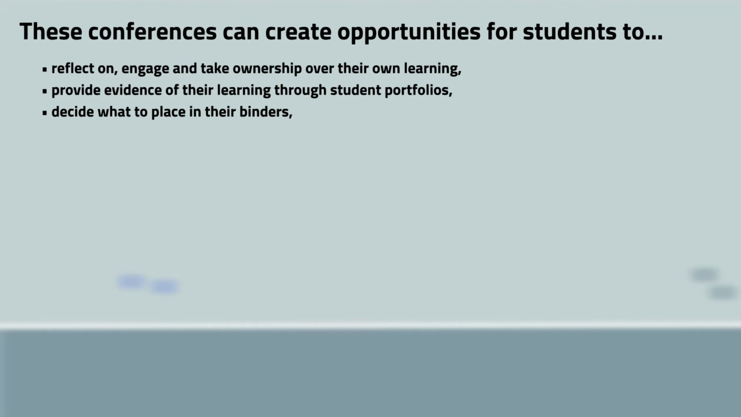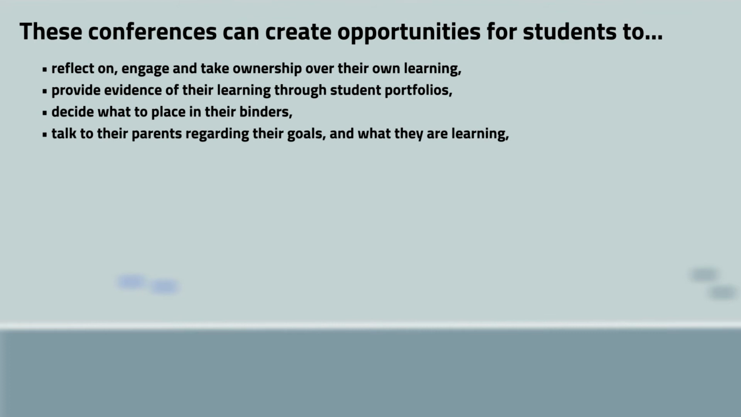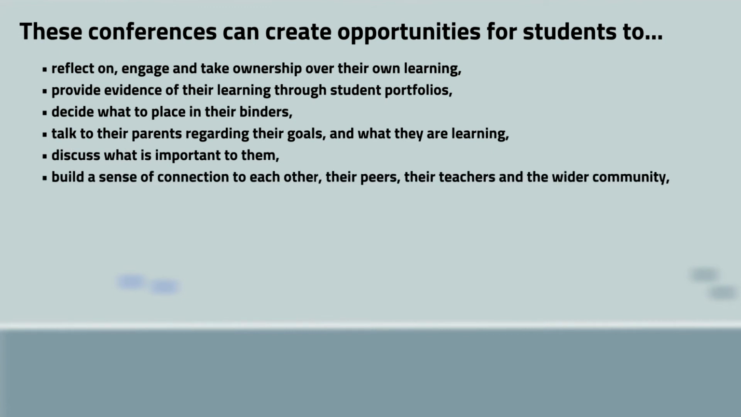At the Wildwood IB World Magnet School in Chicago, Illinois, students talk to their parents regarding their goals and what they are learning. As a learner, they discuss what is important to them, thus building a sense of relevance and connection to each other, their peers, their teachers, and the wider community.